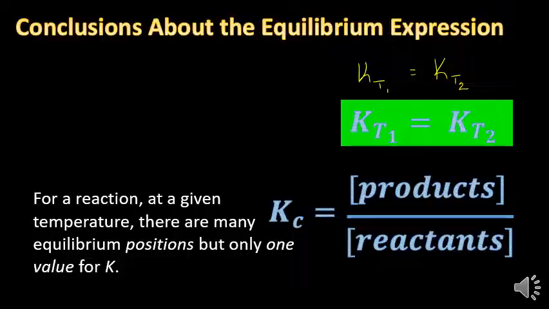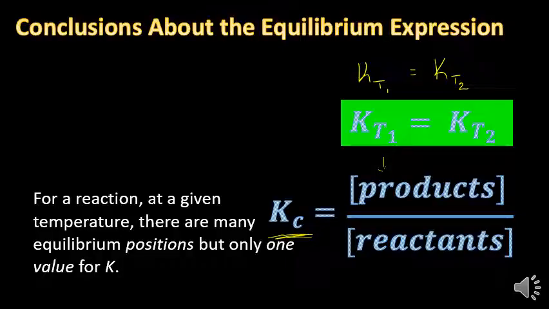When I say there's many equilibrium positions, I mean we could sit, depending on where you have it, favoring reactants or favoring products. That's fine. But the value of K does not change because it's always going to be products over reactants. It is a ratio. If we add to the products, the reactants will shift to keep K the same. If we add to the reactants, the reaction will shift to keep K the same.